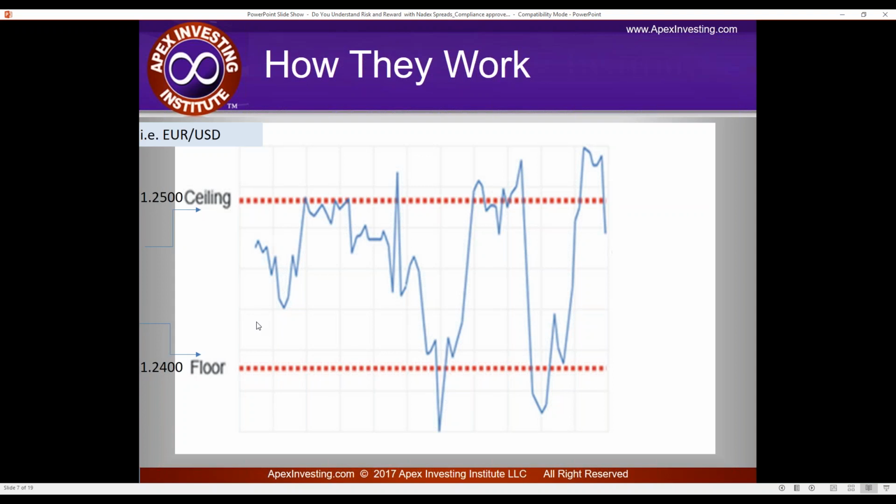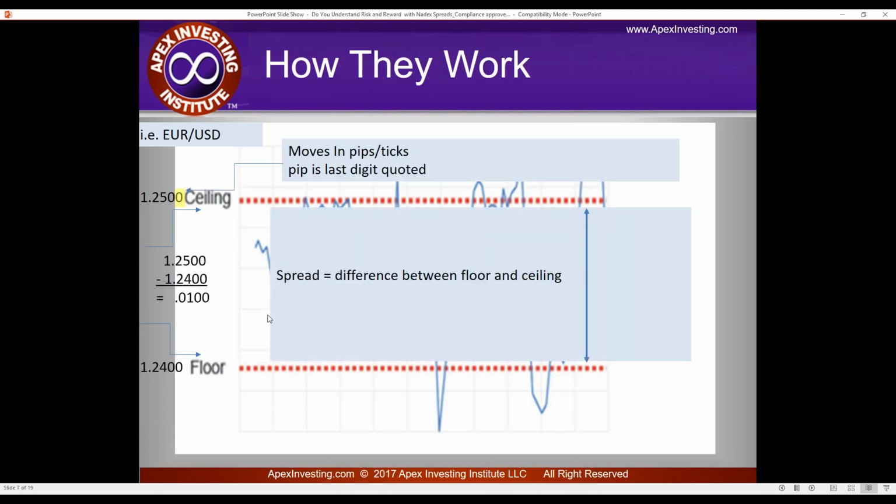Okay, now the way a spread works is, first of all, a spread moves in pips or ticks. Okay, whatever the last digit quoted is. Okay, and each pip is worth $1. Now with some new spreads that Nadex is coming out with, like the Bitcoin spreads, that will be a little different in how it moves. Okay, and we'll do some training on that. But in general, the last digit quoted, the last pip or tick, is worth $1.